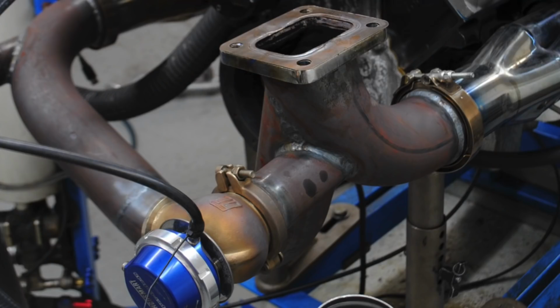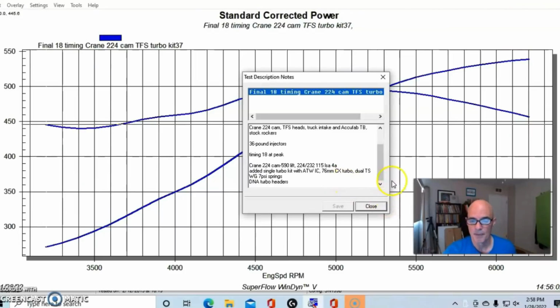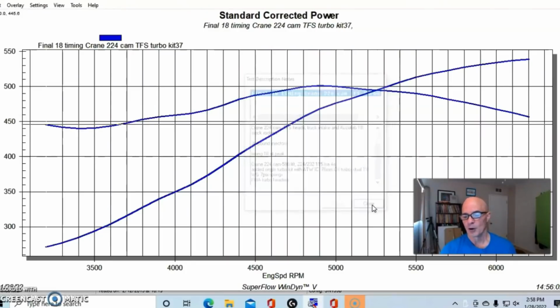And again, all of this was controlled by the Holley HP management system so that we could dial this thing in. Interestingly enough, it says 36 pound injectors here. That's what we had on the NA version. We had some much bigger injectors on the turbo version. So here was our turbocharged 4.8 liter.